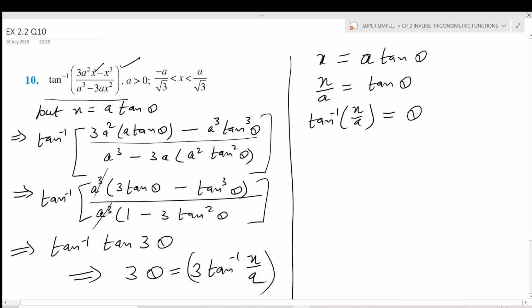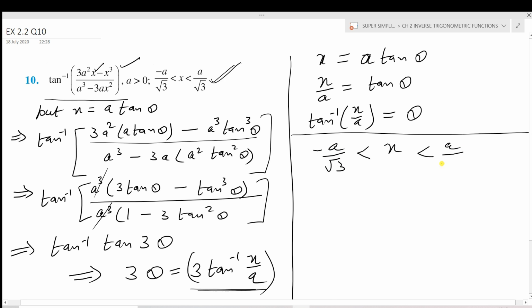Now since the given expression is the expression of tan inverse function, this should lie in the principal value range of tan inverse. So let us check how it is possible. Now it is given in the question that x is greater than minus a by root 3 and less than a by root 3.